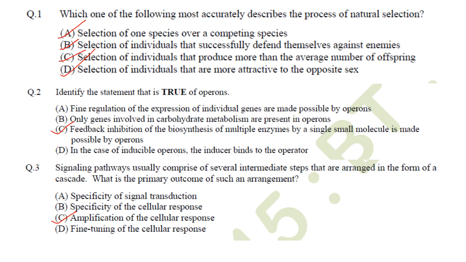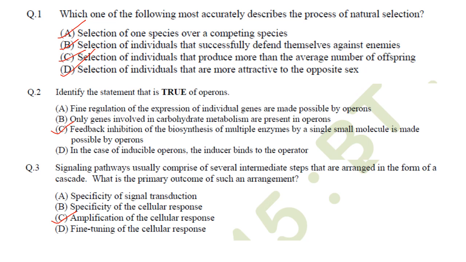Then next one. Identify the statement that is true of operons. Fine regulation of the expression of an individual gene is made possible by operons, not individual genes. It is a cluster of genes. So A is not correct. Only genes involved in carbohydrate metabolism are present in operons. No, the tryptophan operon, which is for an amino acid, is also present.